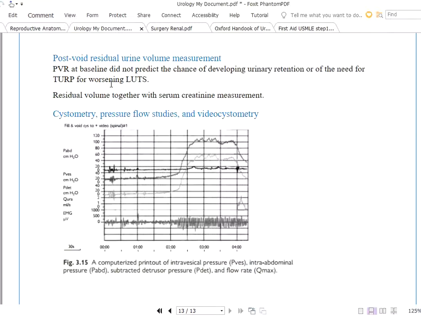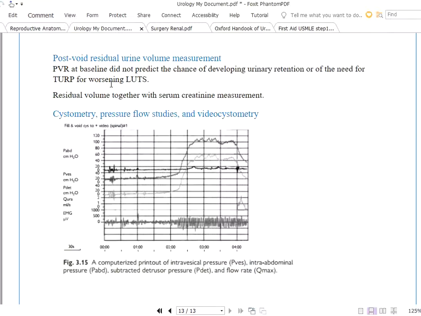by some urological associations, but it can be used to evaluate maybe the patient who might need transurethral resection of prostate, who presents with lower urinary tract symptoms.